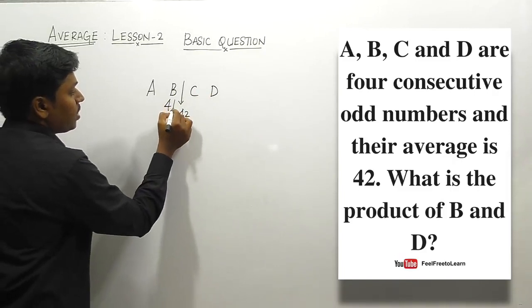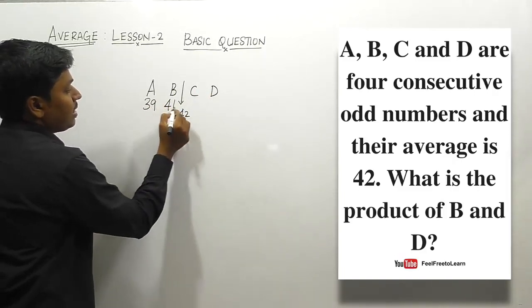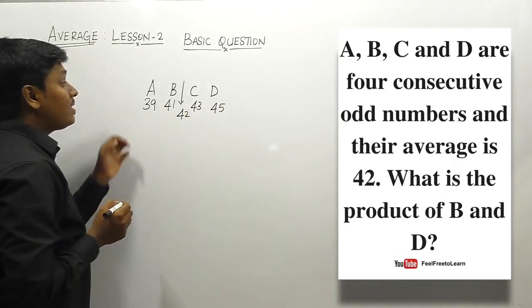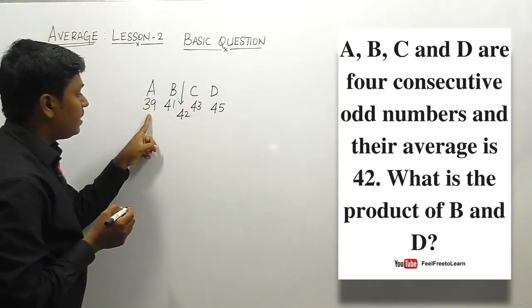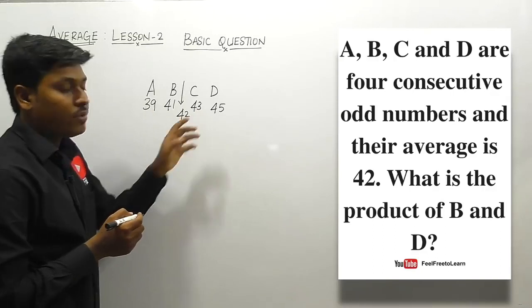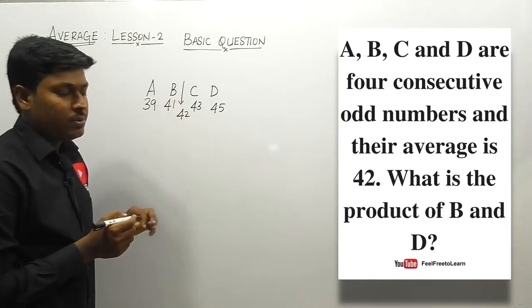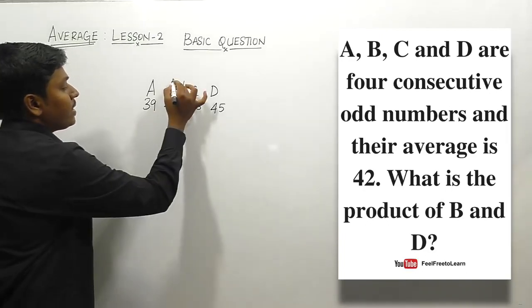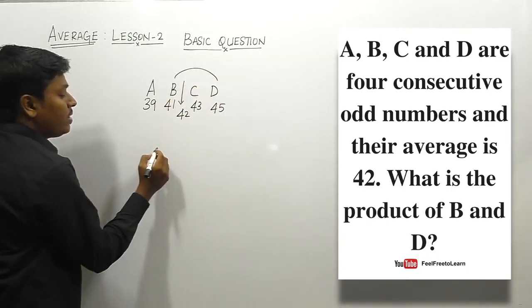So this can be written as 41 and this will be 39, so this will be 43 and it will be 45. So finally we can say that the 4 consecutive odd numbers are 39, 41, 43 and 45. So the average will be 42. But our target is to find the product of B and D, right? So we need to find the product of B and D, that is 41 into 45.